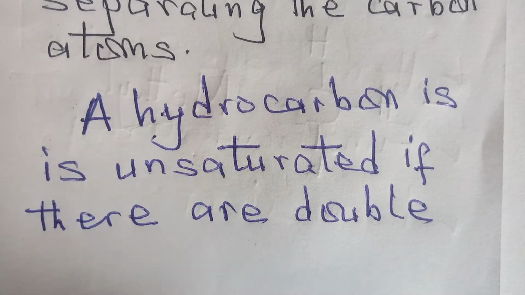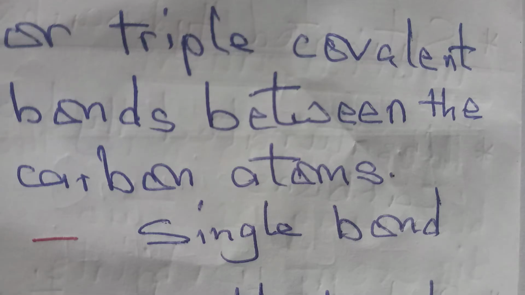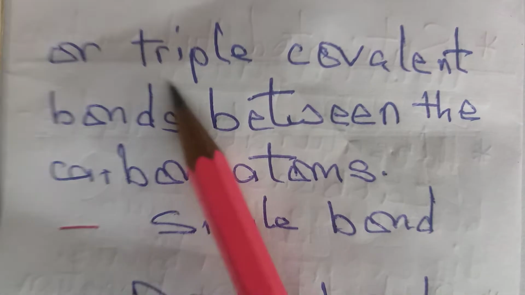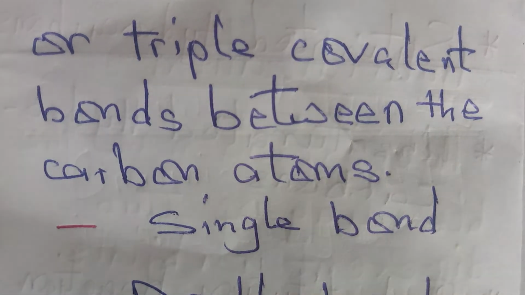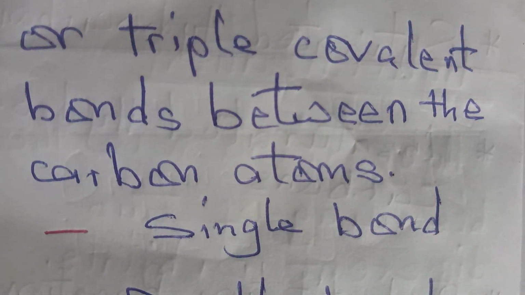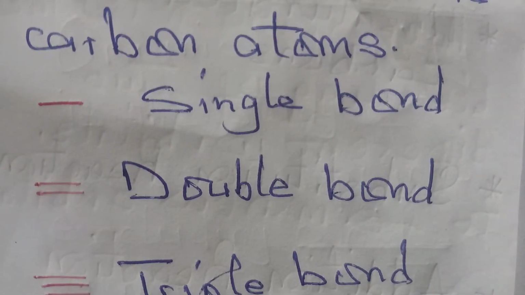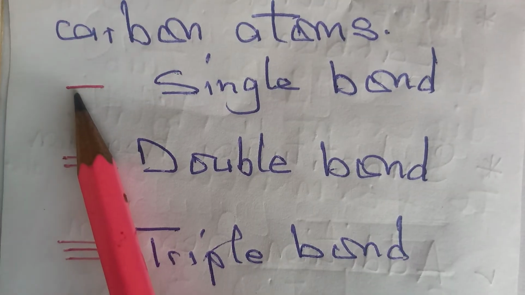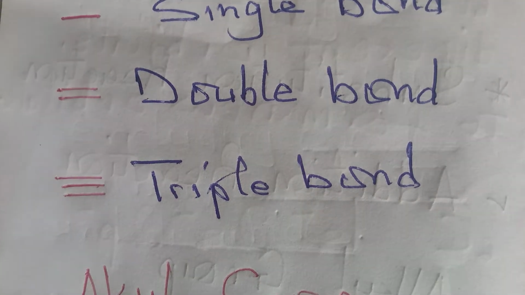A hydrocarbon, therefore, is said to be unsaturated if we have double or triple bonds separating the carbon atoms. So when we have double or triple covalent bonds between the carbon atoms, we call that an unsaturated hydrocarbon. So take note of the difference. A single bond makes it saturated, double or triple bonds give rise to unsaturated hydrocarbons. This is the symbol for the single covalent bond, this represents the double bond, and this is, of course, the triple bond.